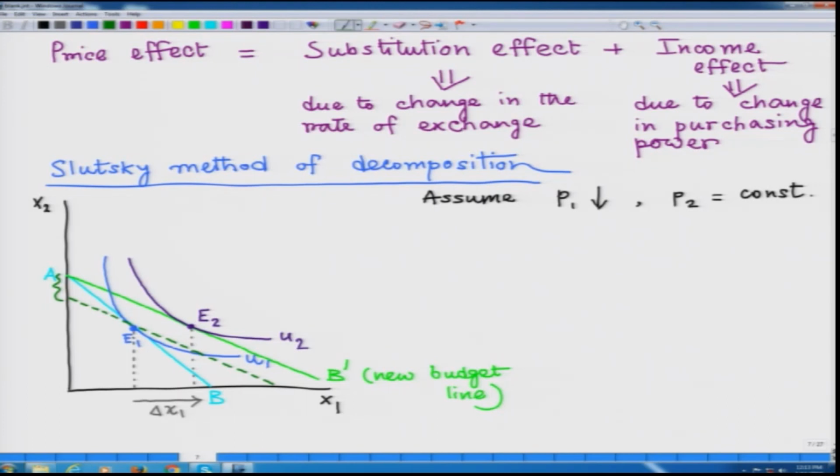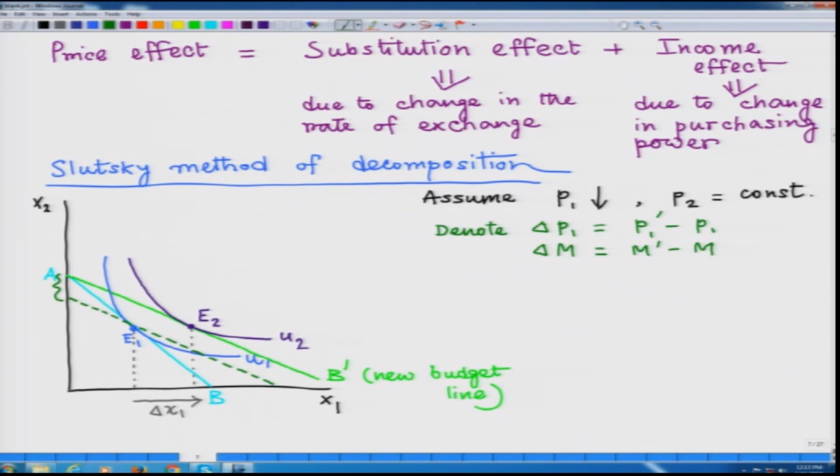So, as there is a price change, denote delta P1 as the difference in the two price levels. There is also some money income adjustment going on, and that is basically this. M prime is the new income and M is the original income. So, with these two notations, let us see what happens.